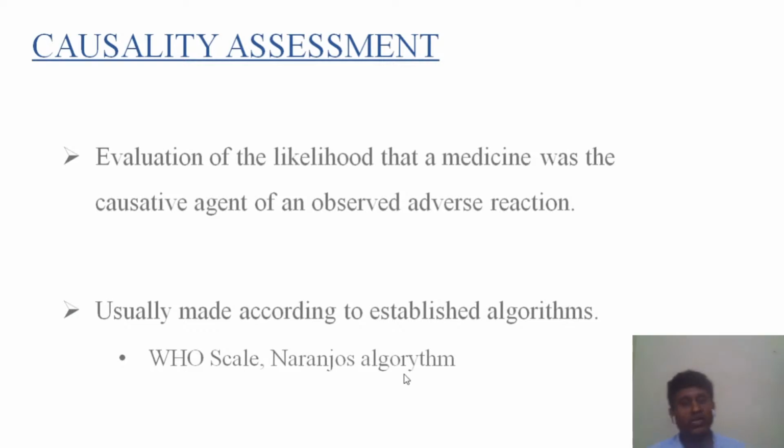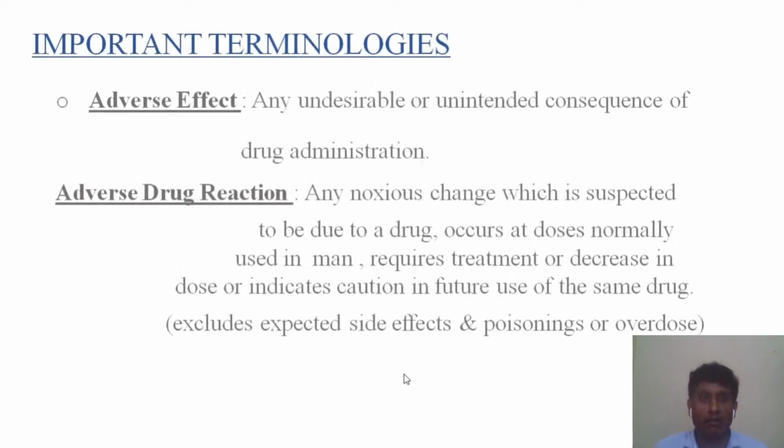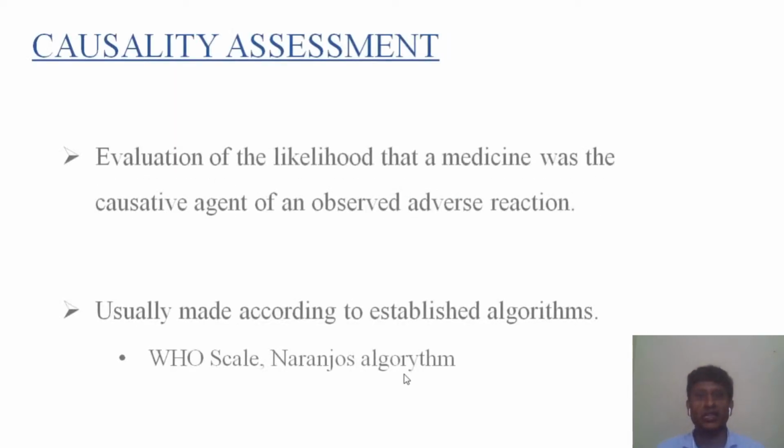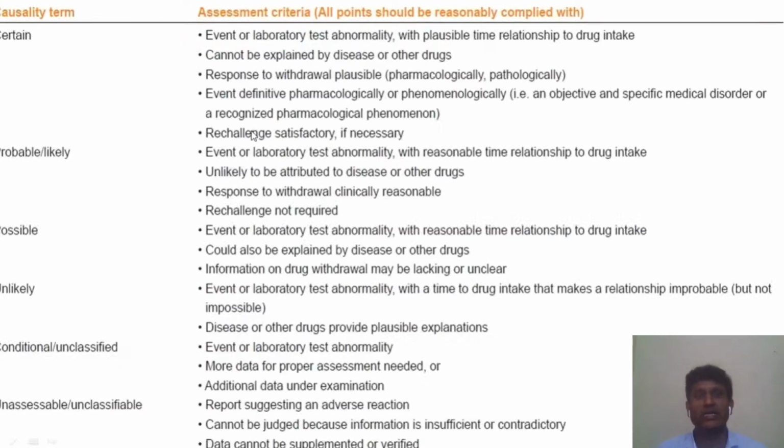So now we know what pharmacovigilance is, we know the aims and objectives, and we have seen some of the terminologies which are important in this. Then coming to causality assessment, this is the WHO, World Health Organization, scale. As per that, when we present an adverse drug reaction form, we have certain terminologies there: whether this particular adverse drug reaction is certain, probable, possible, unlikely, conditional, or unassessable.